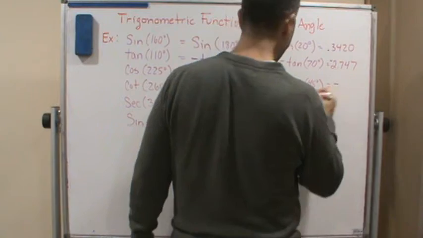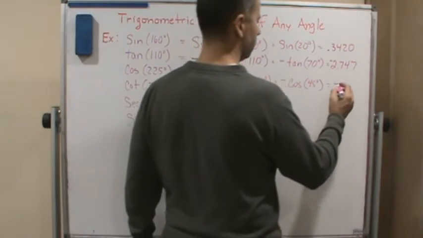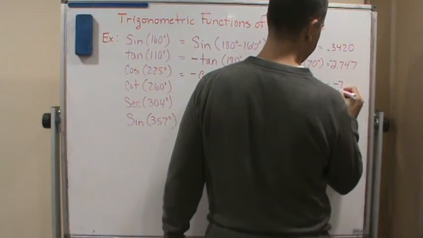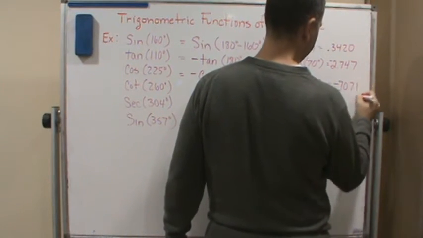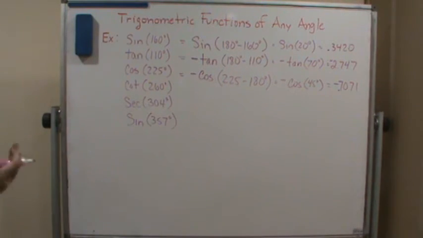And so that's going to be 1 over the square root of 2. If we put it in our calculator, we'll get 0.7071. Or, if you want the exact value, it would be negative 1 over the square root of 2.